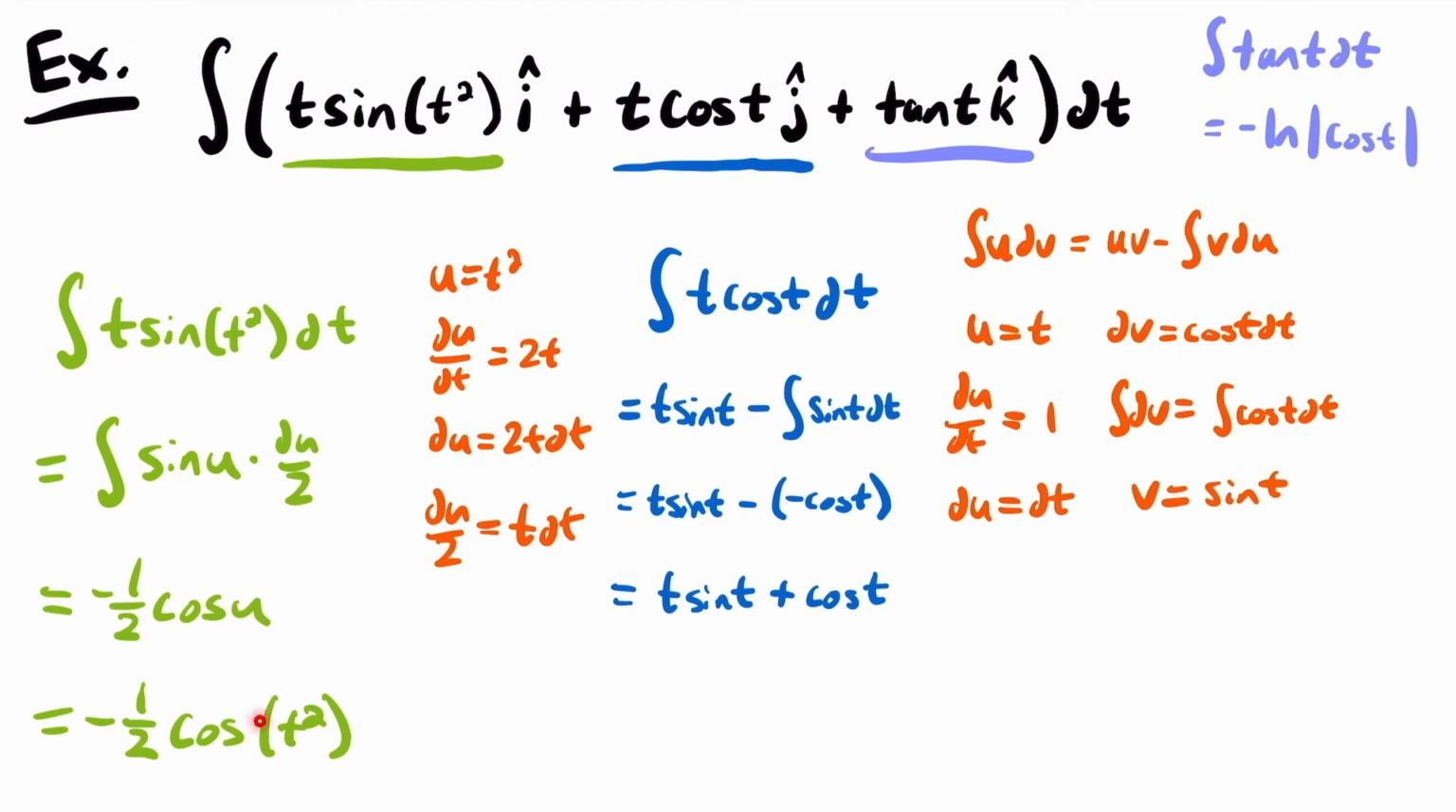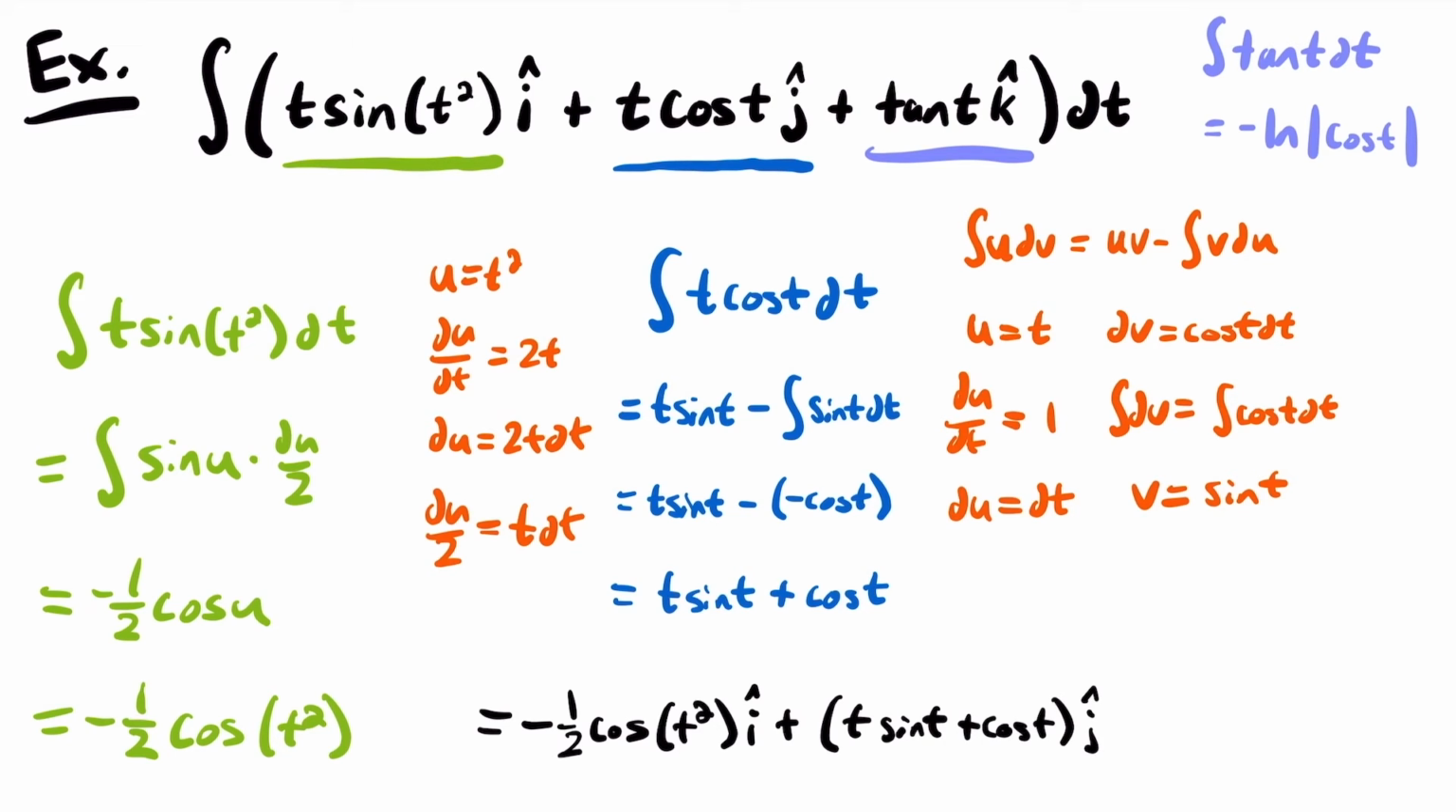We want to have the integral of our x component times i, plus the integral of our y component times j, plus the integral of our z component times k. All right, so our final answer here will be negative 1/2 cosine of t squared times i plus (t times sine t plus cosine t) times j, and it is important that you remember those parentheses around both of those terms because both of them are being multiplied by j. Both of those terms resulted from the integration of the y component.